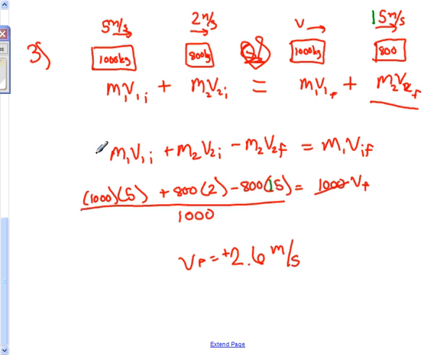So these are just practice problems. Go back and review these if you need to. And this is just over conservation of momentum.